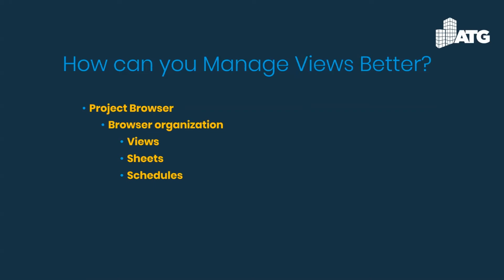All right, so how can we manage our views better? So this obviously starts out with the project browser, obviously where we see all of our views for a project. As I mentioned to a lot of people in training, the project browser is the brains of our project, and we have to get our brain working properly and organized so that we kind of know what we're doing, and we can move around within that brain of Revit here.